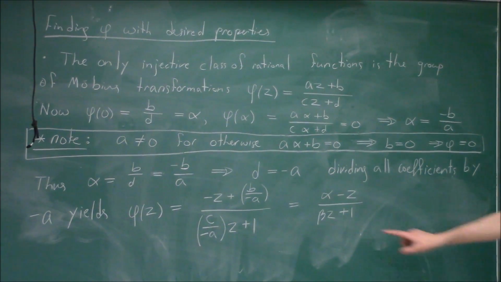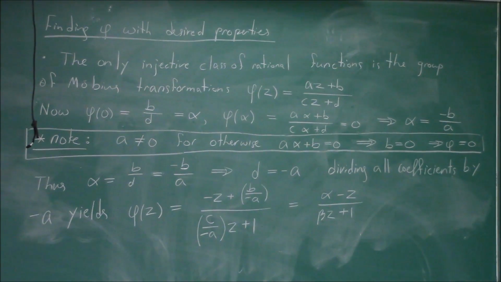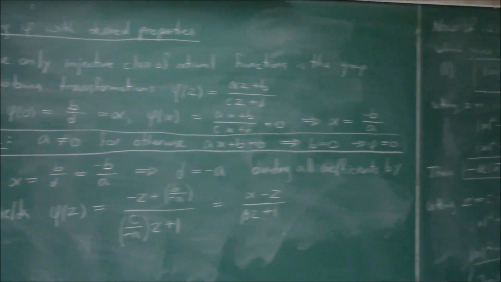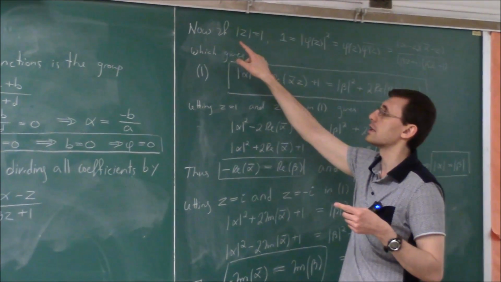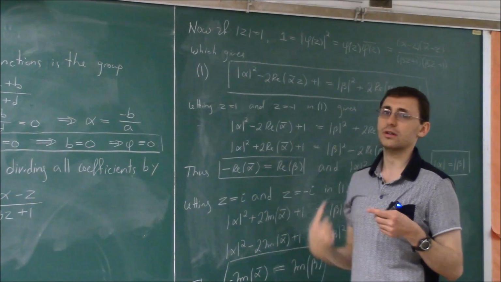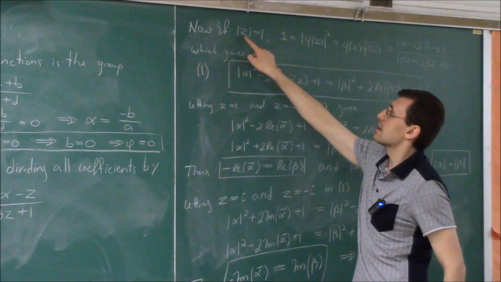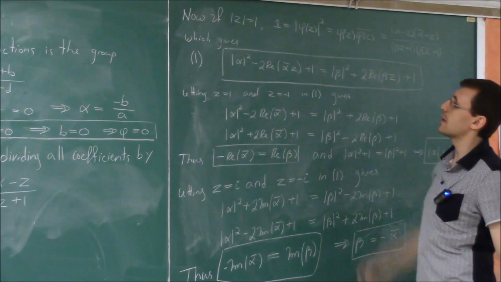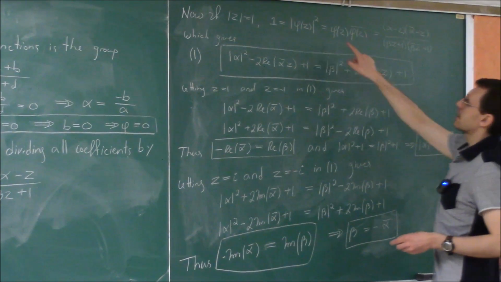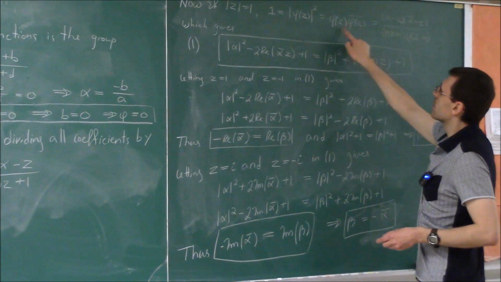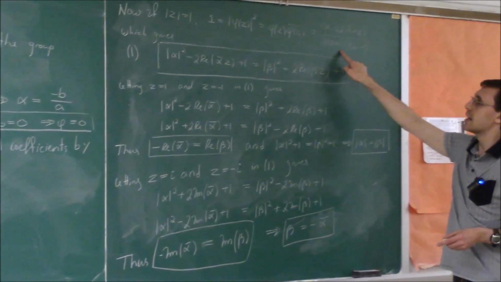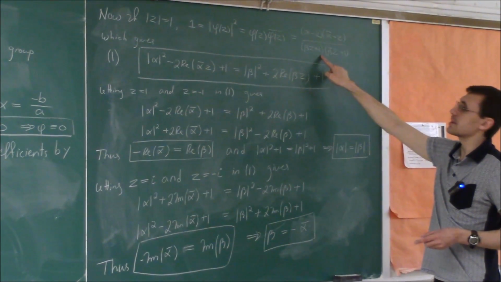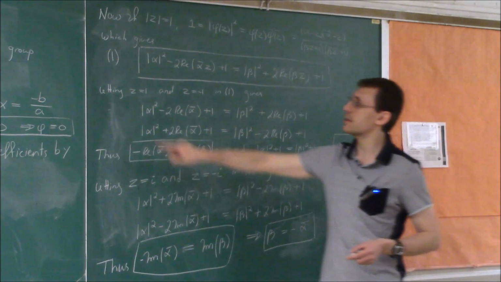Now let's try to figure out what beta must be. Beta here is, of course, c over minus a. So we know the last determining factor about this function is that it preserves the boundary. It must map the unit circle back to the unit circle. So if the size of z is equal to 1, then 1 is also the size of phi applied to z. So we take phi of z squared, which is phi of z times its conjugate, and we get this expression. Now this expression translates to this important equation 1.